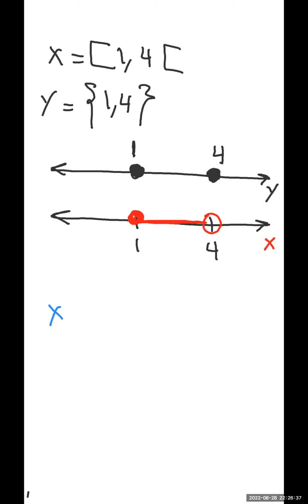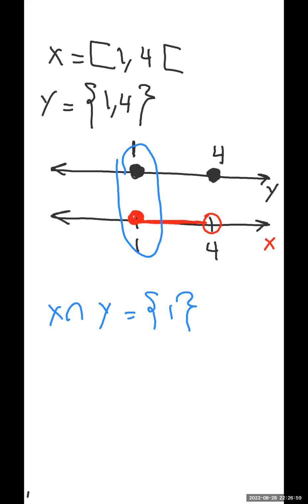Now solve the required questions. X intersection Y will equal what? What do you think? The intersection where 1 exists in X and Y, and 4 exists in the 2 sets? No, no, no. 1, yes. 4, no. Only 1. So the set of 1. Correct? Correct.